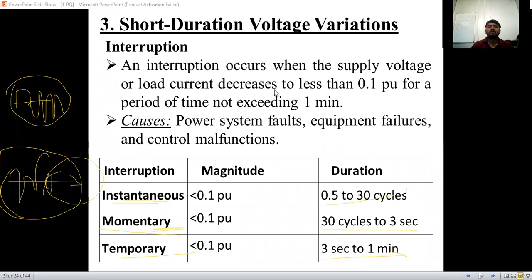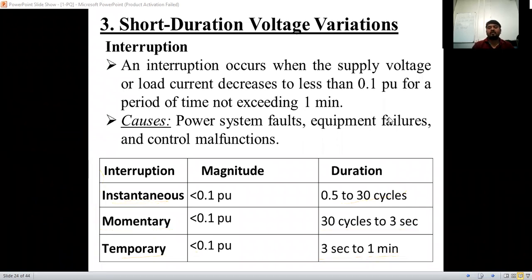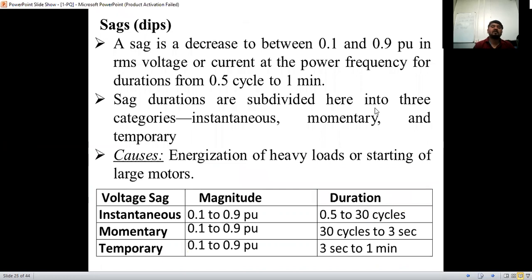So these are the interruptions we are going to call. Similarly, if there is a loss of voltage, decreased to less than 0.1 per unit, that is called interruption. Suppose only a small drop is there, that is nothing but the voltage decreasing from 0.9 to 0.1 per unit, that is called voltage sag or dip.